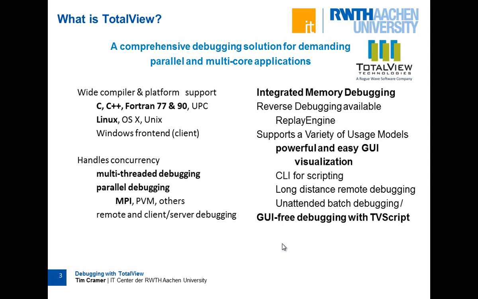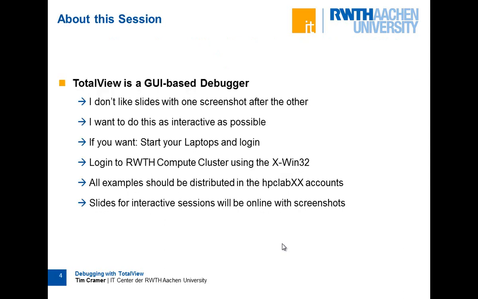I don't want to show this in detail today, but you have something like memory debugging, which is quite nice. For example, if you have memory leaks in your program, you can find them with this memory debugging. Then you have something like a replay engine, so you can step backwards in your program, which is a nice feature. And you can also debug without a GUI. For example, if you have to debug a big program and the error only occurs with a lot of processes, you can use this without a GUI in an interactive batch job. Normally, as I mentioned, you use it as a GUI-based debugger.